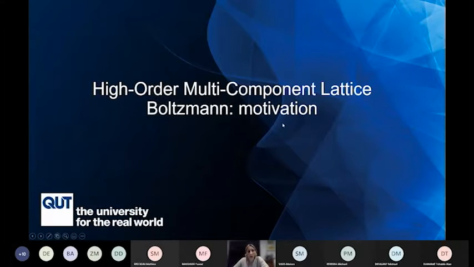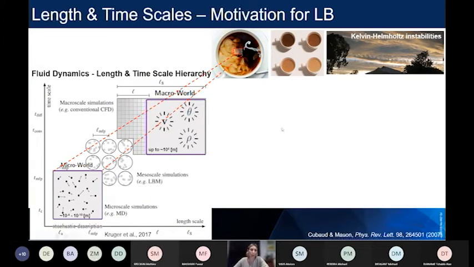So that's why I'm looking at a high-order multi-component Lattice Boltzmann approach. And so I'm going to discuss why we are looking at those particular approaches. So if I go back to my cup of coffee, what we are interested in understanding is really the interaction at the micro scale. So what's happening at the micro scale that can explain the behavior at the macro scale. And here it's the Kelvin-Helmholtz instabilities that we have observed in the Brisbane sky, basically.